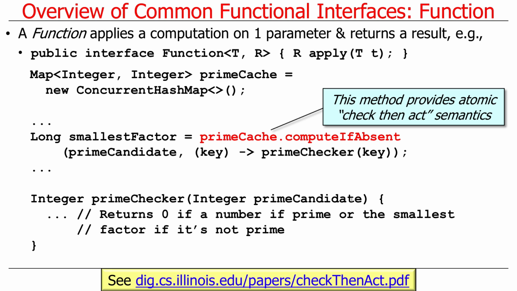And what computeIfAbsent does is it'll atomically check something, and it'll prevent anybody else from doing the same check on the same key while the computation is taking place. The computation that's taking place here is to call the prime checker function with the key, which corresponds to the prime candidate whose value we don't know yet. So this piece of code here, which is a lambda expression, will be run in only one thread of control in such a way that there are no race conditions and no additional computation taking place.